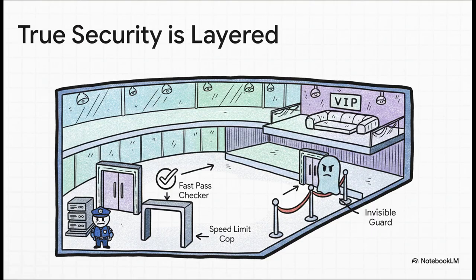Look, here's the bottom line. This isn't about choosing the one best tool. It's about using the right tool in the right place all at the same time. You've got your speed limit cop on the server as a baseline defense. You've got your fast pass checker at the main entrance, and then you have your elite invisible guard protecting that VIP room with all the money in it. They all work together as a team.